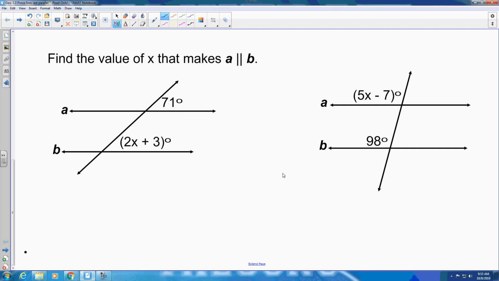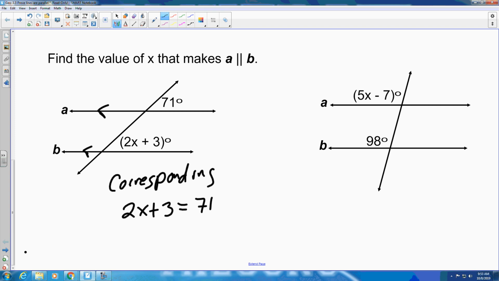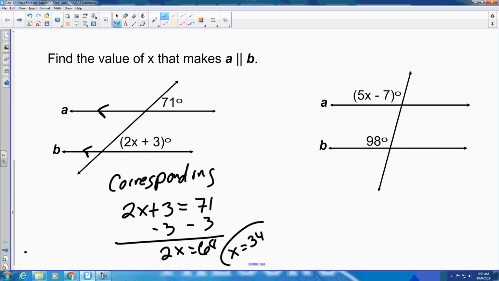So for these two lines to be parallel, here and here, these are corresponding angles. Since they're corresponding angles, for A and B to be parallel, those two angles must be congruent, so they must be equal to each other. To find x, we are simply going to take 2x plus 3 and set it equal to 71. Subtracting 3 from both sides, I get 2x equals 68. Divide everything by 2, x equals 34.